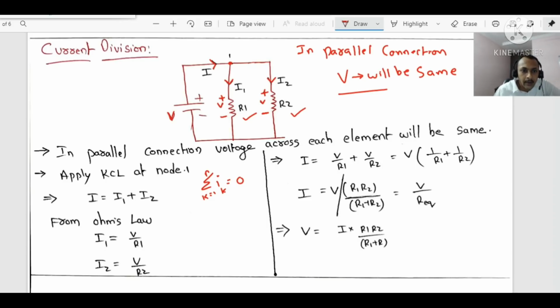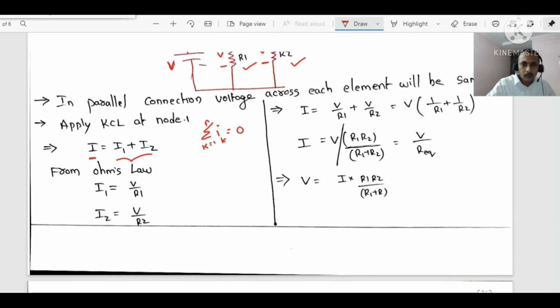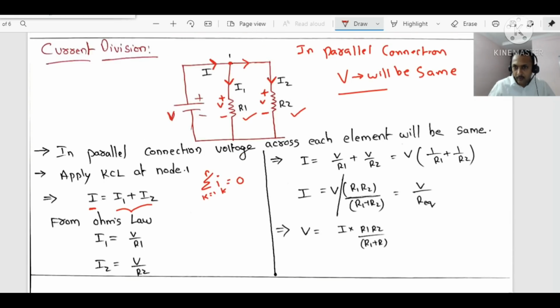In this scenario, what is the entering current? I is equal to, what are the leaving currents? I1 and I2 are away from the node. Observe the arrow direction. I is into the node. I1 and I2 are moving away from the node. So the algebraic sum of currents at a node is equal to 0, or the sum of the entering currents is equal to the sum of the leaving currents. What is the entering current? I. What is the leaving current? I1 plus I2.